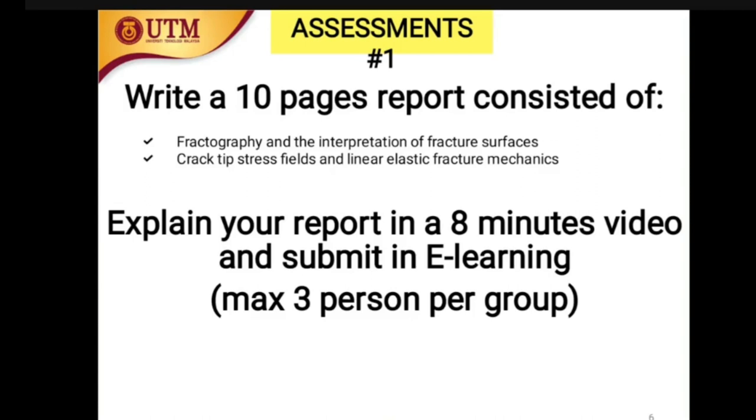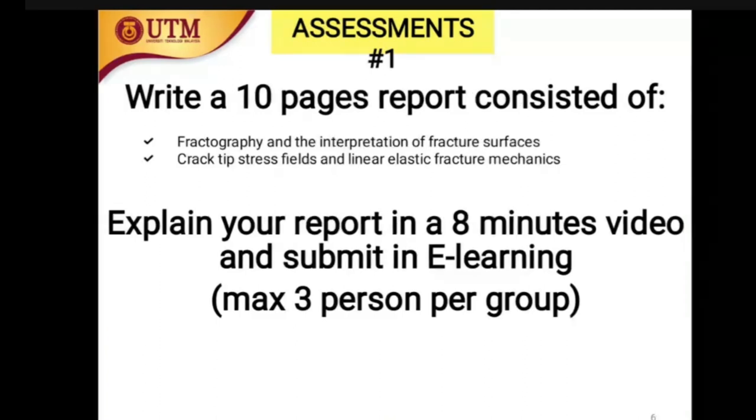For the sake of simplicity, I would say the project can be done for a maximum of 3%. So you can do it individually, 2% or 3% to you. You arrange yourselves, but you have to let me see if you are in a group, so I know that everyone is participating. It can be 2%, it can be individual, but the maximum is 3%.